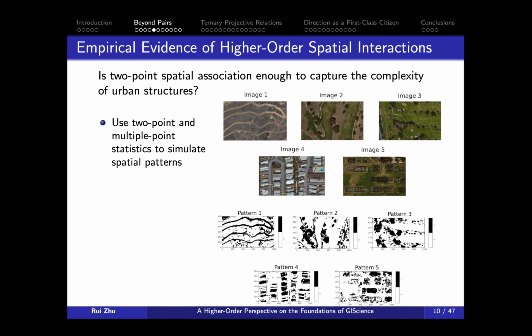By leveraging this new statistic, we then ask whether the two-point spatial association is sufficient to capture urban structures that show complex patterns. To do so, we extracted 5 types of urban patterns from remotely sensed images and converted them to binary geographic fields where only the key geospatial patterns are preserved. And then we applied both two-point and multiple-point geostatistics to simulate them.